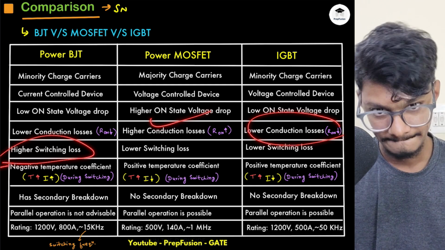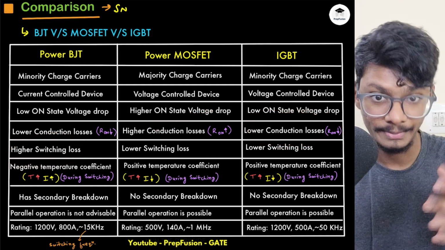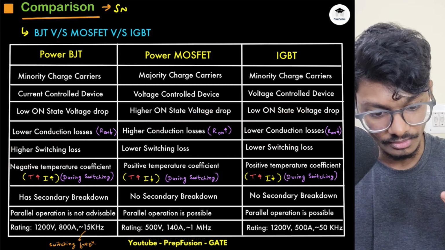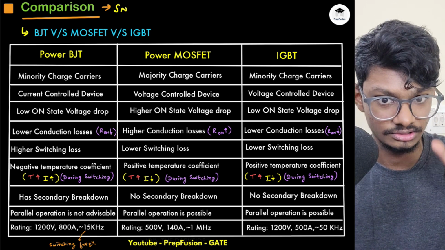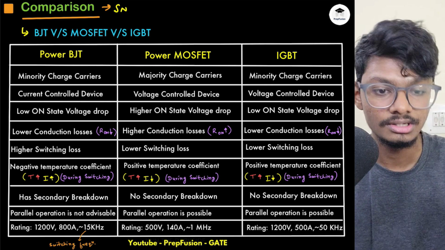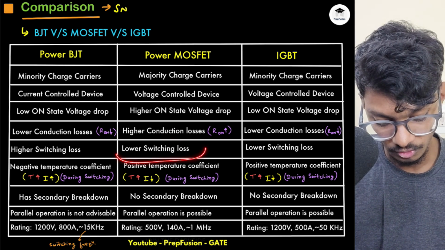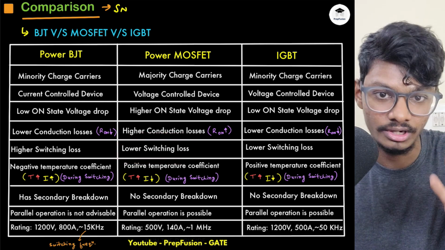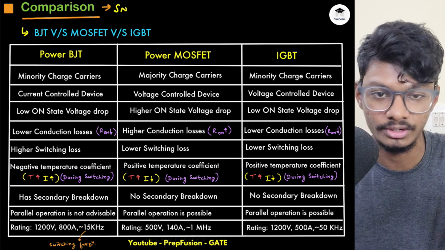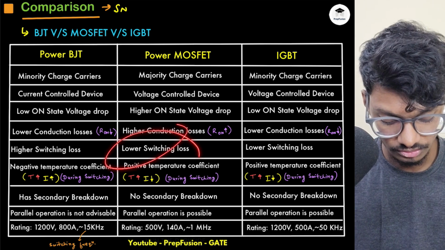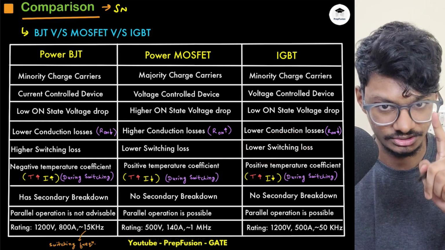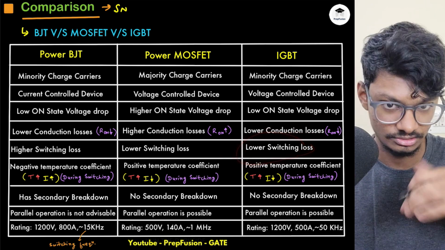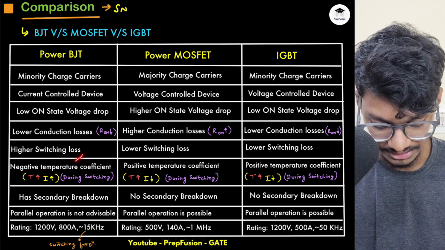BJT has higher switching loss because it has a PN junction. That's why there is high switching loss, because we have to deplete the stored charges which were there when the device was on. MOSFET has lower switching loss because the gate current is 0 and we don't have to deplete any charges. We don't have any reverse recovery charge, so that's why it has lower. IGBT is also lower because it has only one junction. That's why the charges needed to deplete are lower in number than in the BJT.